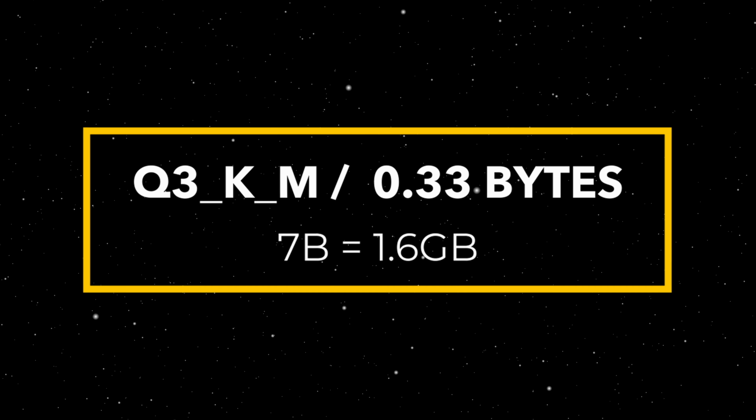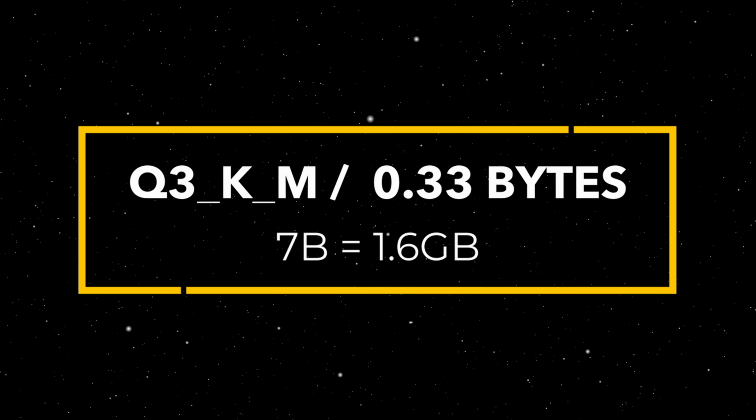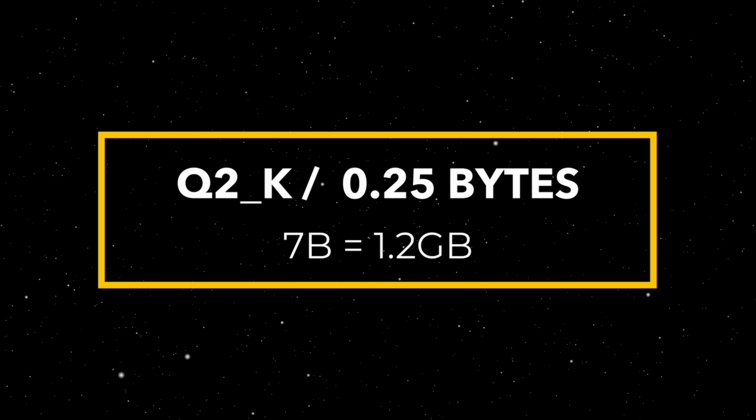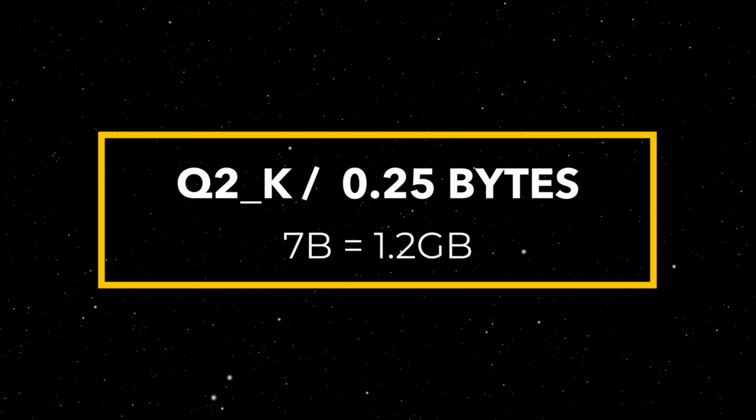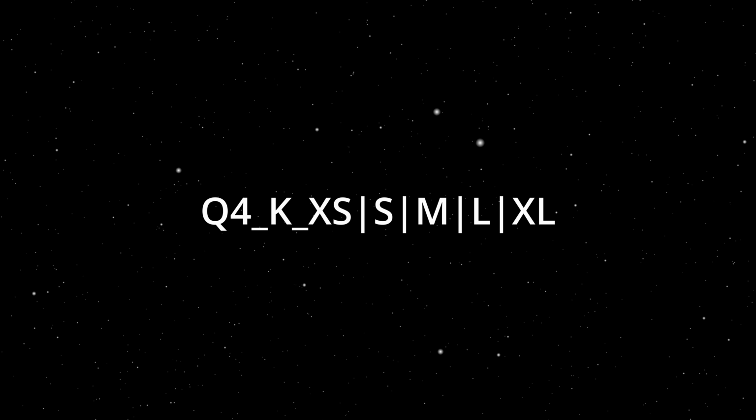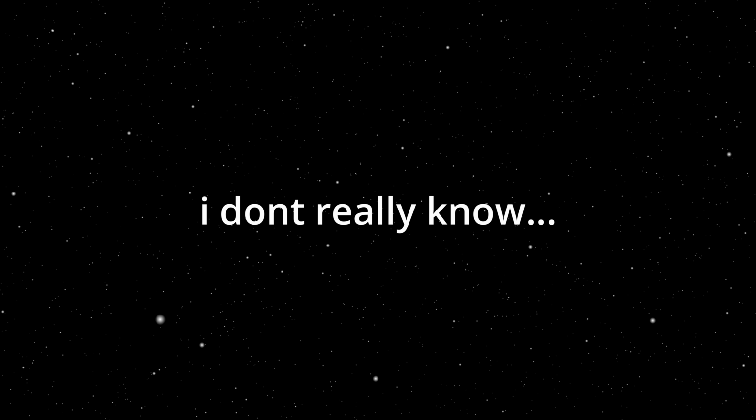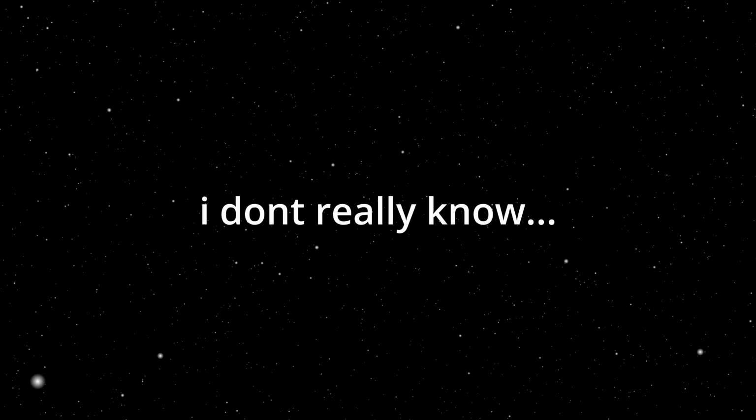Then we get to Q3_K_M, which is going to be 0.33 bytes. We get to Q2_K, which is going to be 0.25 bytes, and we're down to 1.2 gigabytes. Now, the Q4_K_M and Q3_K_M that I mentioned, you can also have S or XS or L or something like that. That is a little bit of a deeper dive, but it basically means they prioritize certain weights over other weights. So you get a scale of options there that you'll just have to look up.